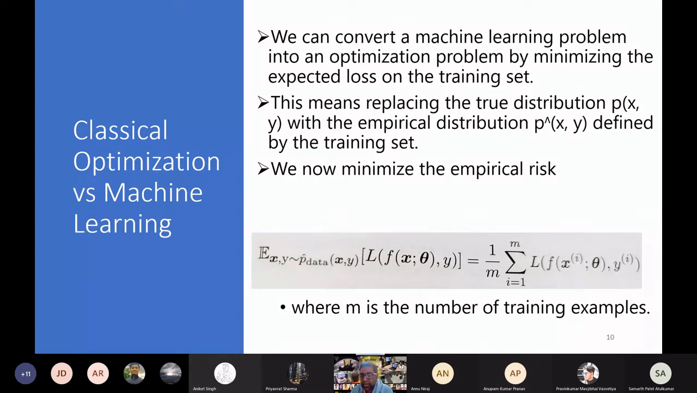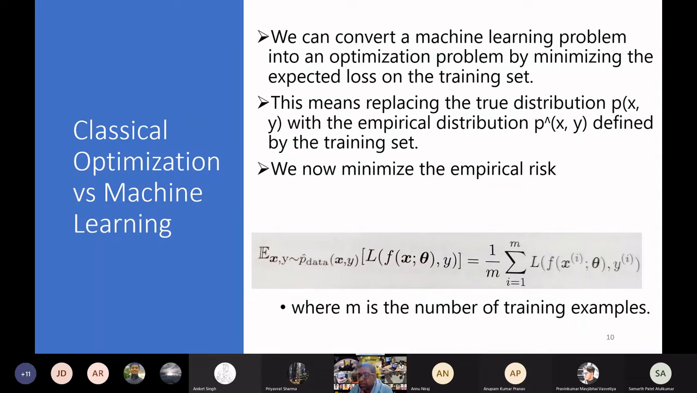How? Say that we have a true distribution of data x and y. Here we are saying x and y because we will use various notations, and I will explain this equation in a second. So x is your input variable, y is the output variable.